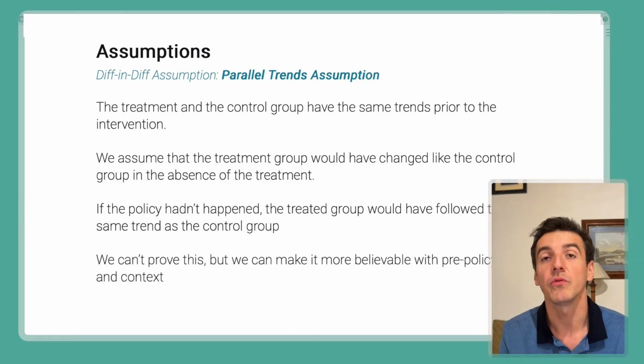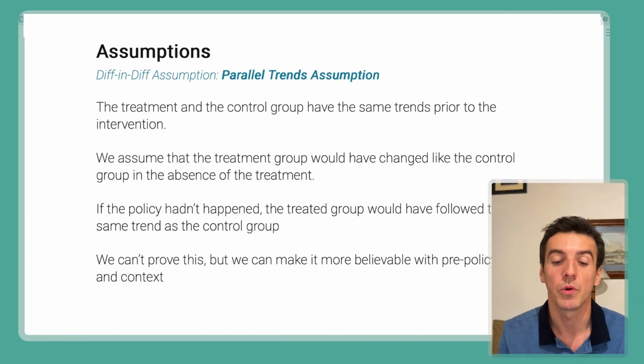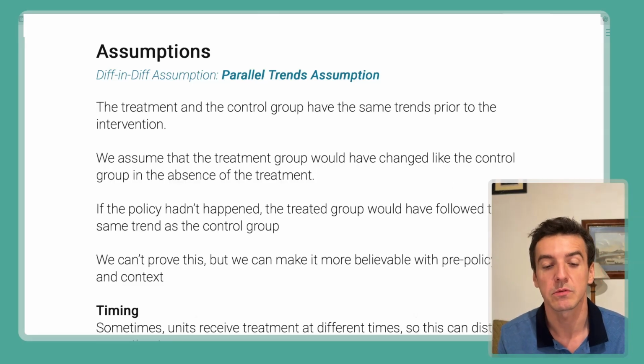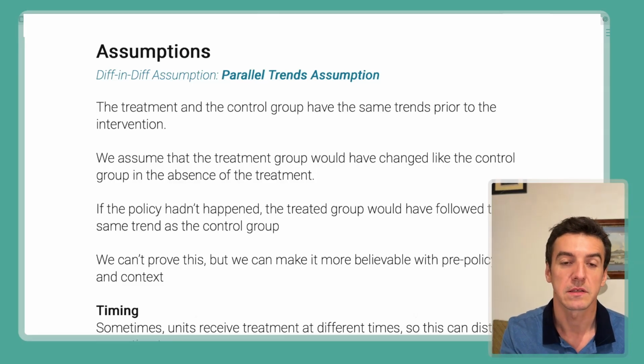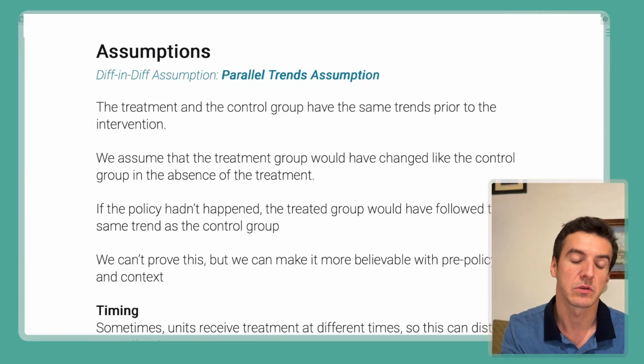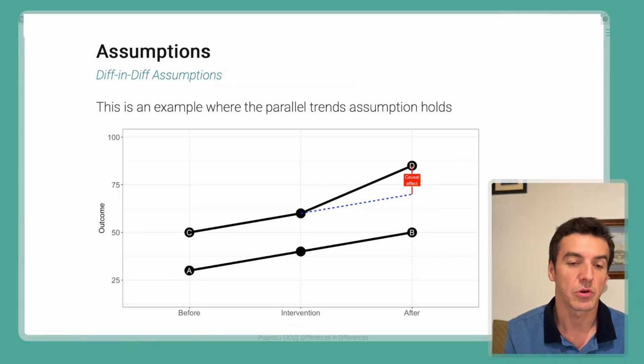We cannot really prove this per se, but we can make it more believable with pre-policy data and with some context. It's also important that sometimes units can receive treatment at different times, which would complicate the analysis further, but we're not going to discuss this too much today, but let me just show you some examples.